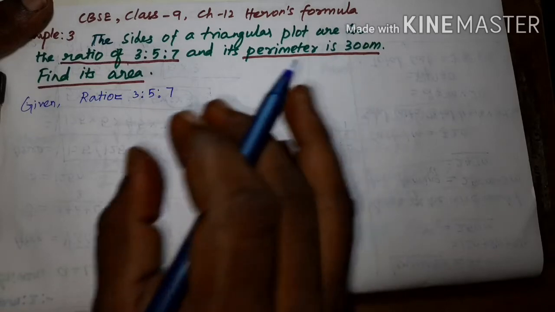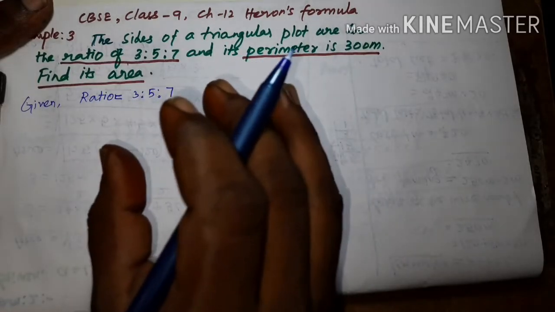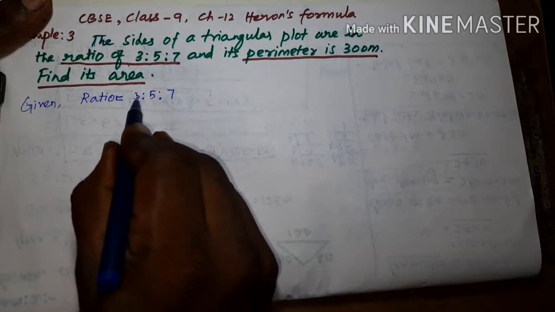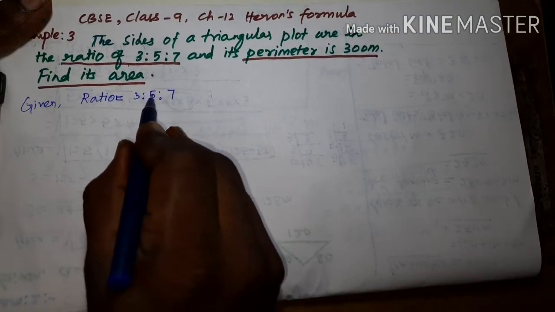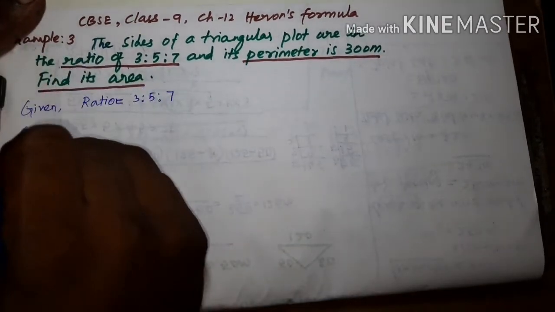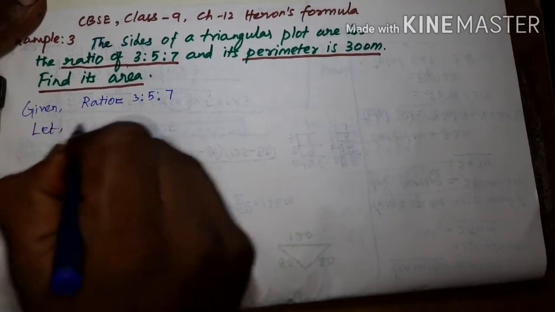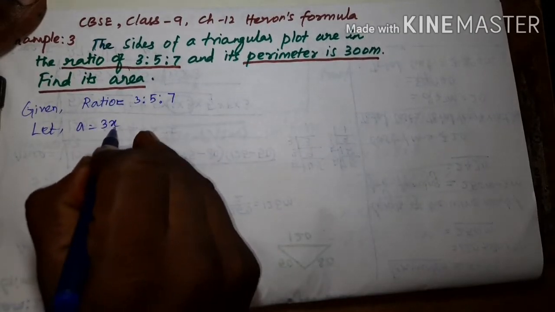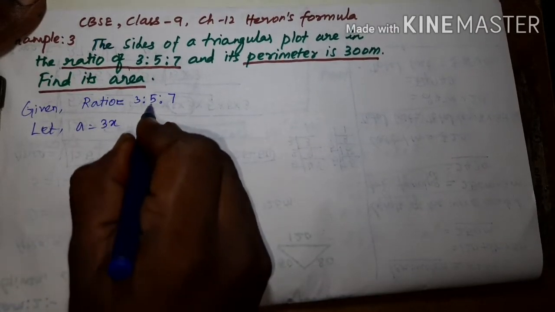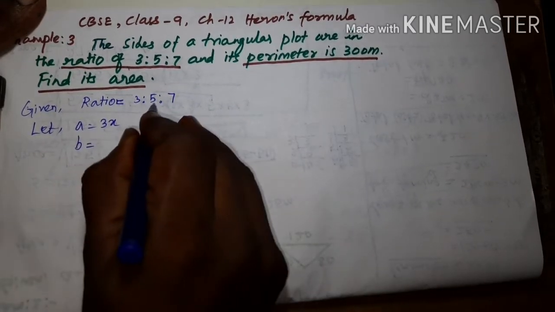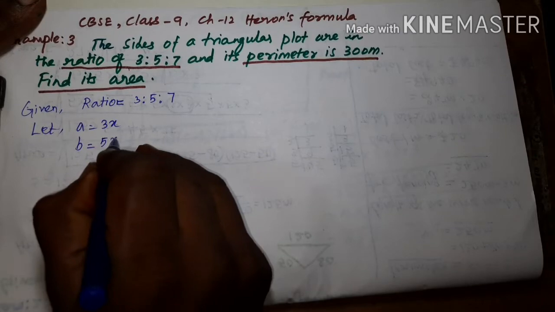Then how to find that: for the sides of the triangle, I am going to take one common value multiplied with each fraction, converting it into an equivalent fraction. So I am going to consider the first side as a, which is equal to 3x. I am going to take x multiplied with each ratio value. And the next side as b, so the next value is 5, so I am going to write it as 5x.